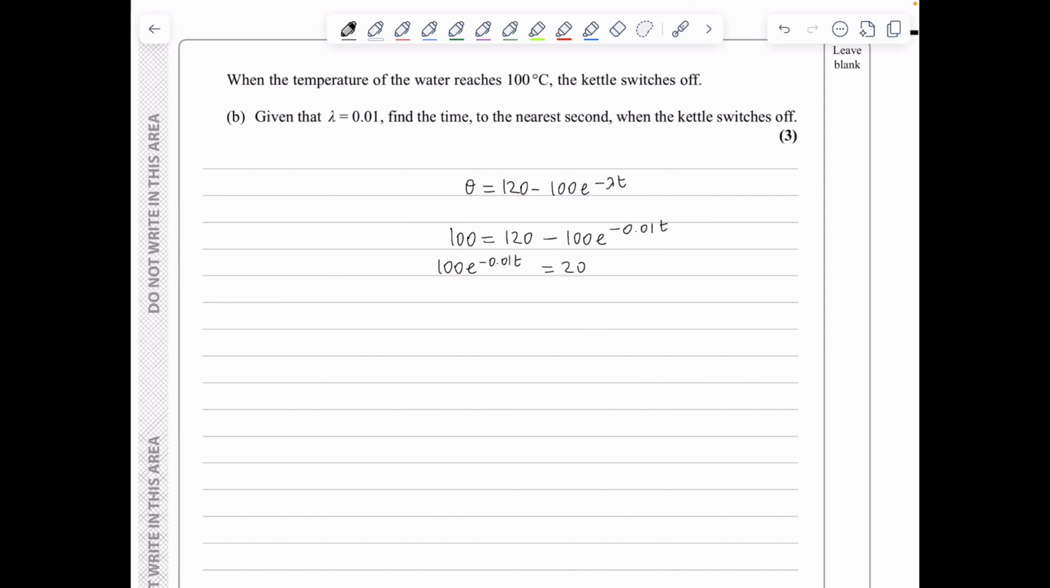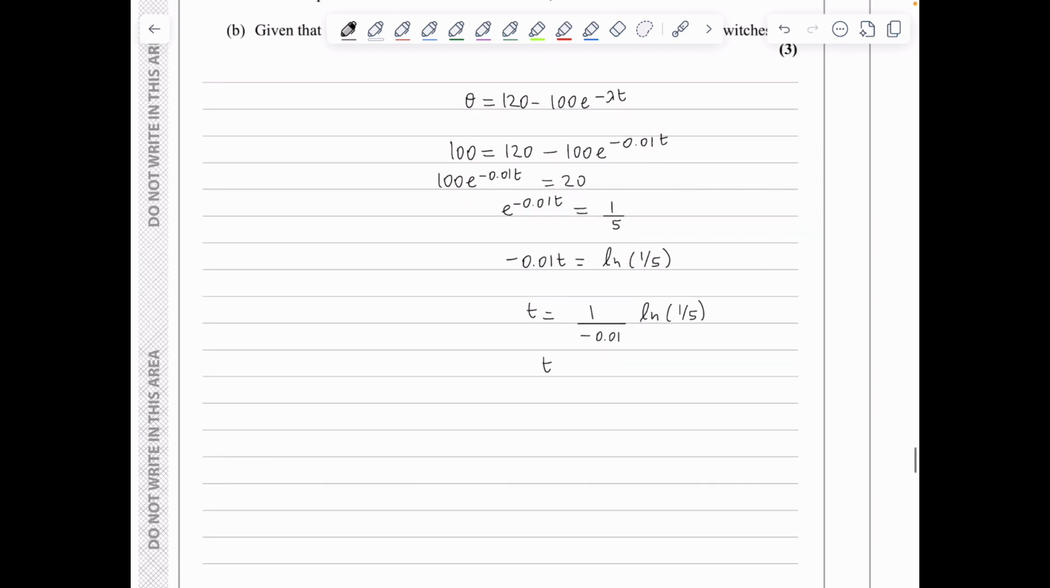I will divide both sides by 100, leading to e to the minus 0.01 t being equal to 1 over 5. I will get rid of the exponential term by taking ln of the right hand side. So we've got negative 0.01 t being ln of 1 over 5, and therefore t is 1 over negative 0.01 times ln of 1 over 5. This gives an answer for t of 160.943..., and therefore we conclude that to the nearest second we are looking at a time of 161 seconds.